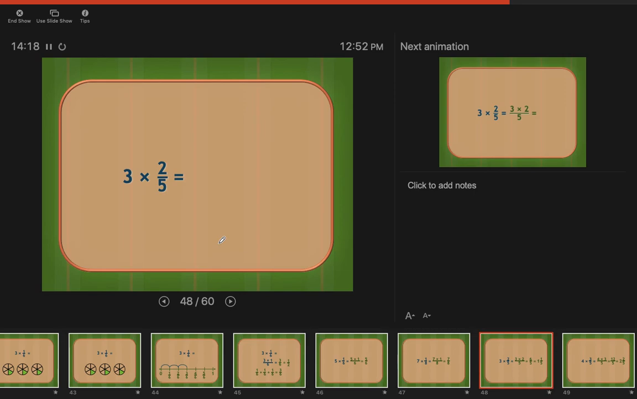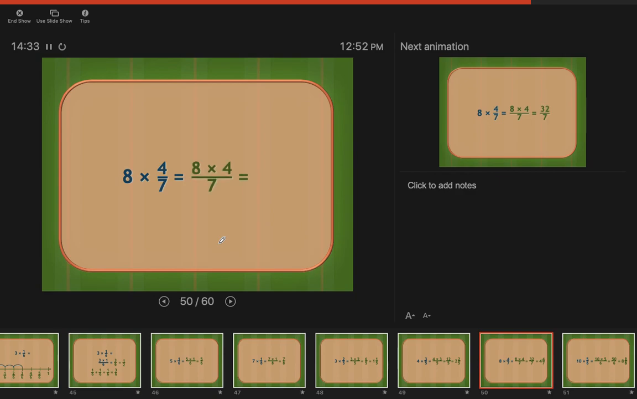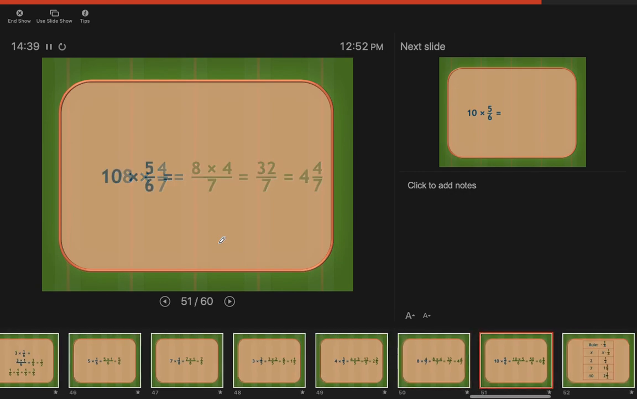3 times 2/5. 3 times 2 over 5 is 6/5. Hopefully I'm not going too fast for you, but these should be easy to pick up on. 12/5 or 2 and 2/5 is your answer. 8 times 4 is 32 over 7. 4 and 4/7 is your mixed number.